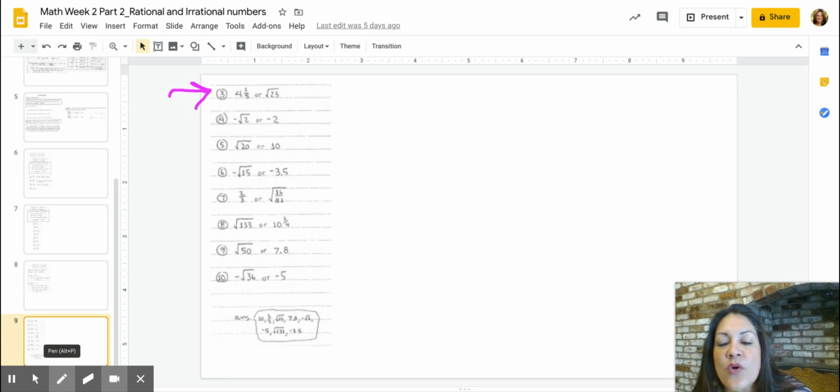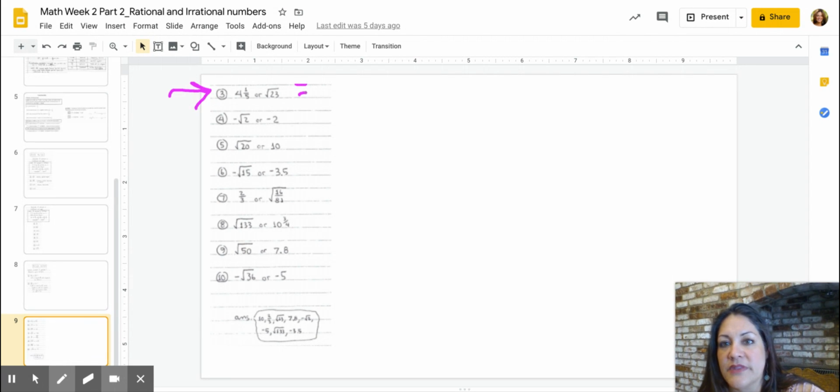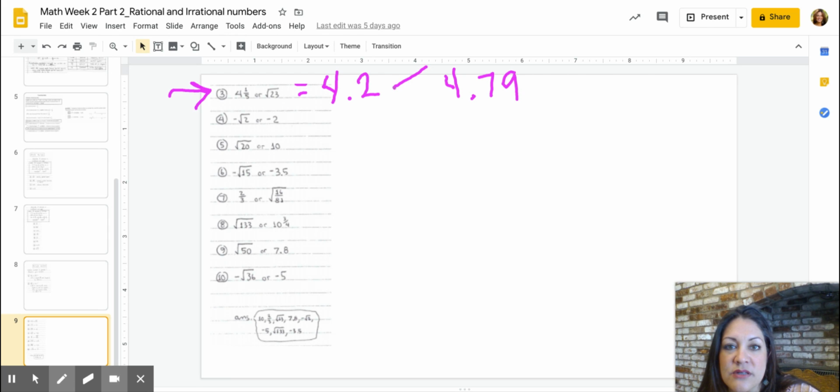Okay, so 4 1/5 or the square root of 23. When I first looked at this, I said, well, square root of 23 is close to square root of 25, which is 5. So that is going to be bigger than 4 1/5. I wanted to double check on my calculator. 4 1/5 equals 4.2, and square root of 23 is 4.79. So yes, square root of 23 is bigger.